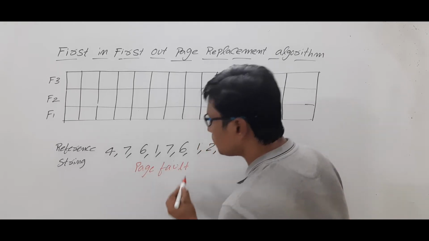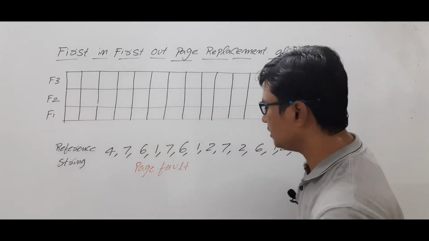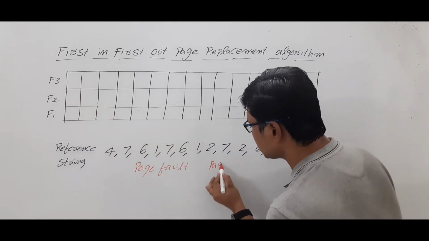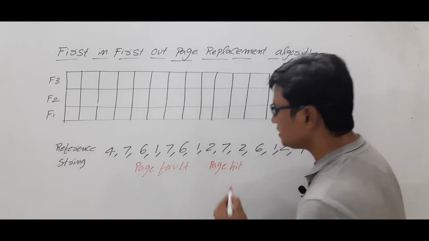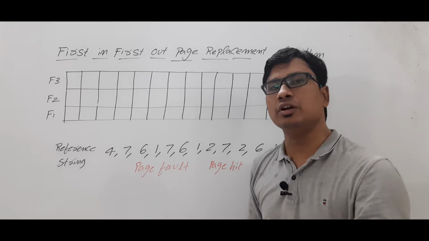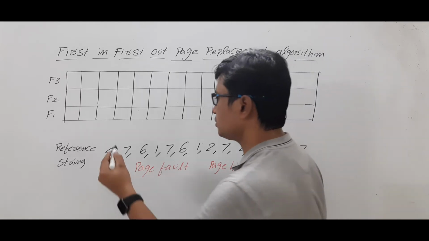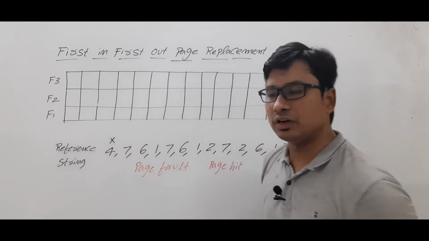If the corresponding page is available in any frame of the main memory, then we call it a page hit. Page hit means the corresponding page is available in the main memory. Page fault means it is not available. Now page number 4 is not there, so it is a page fault.